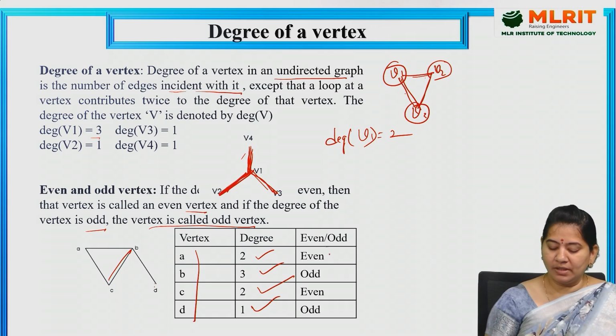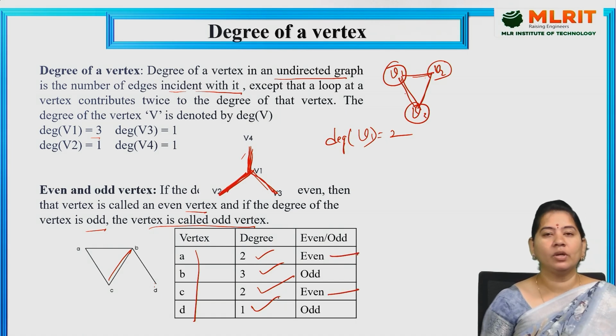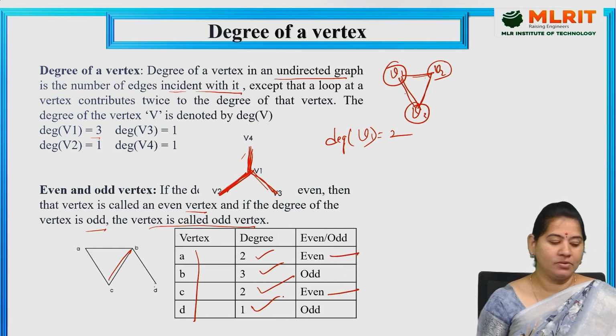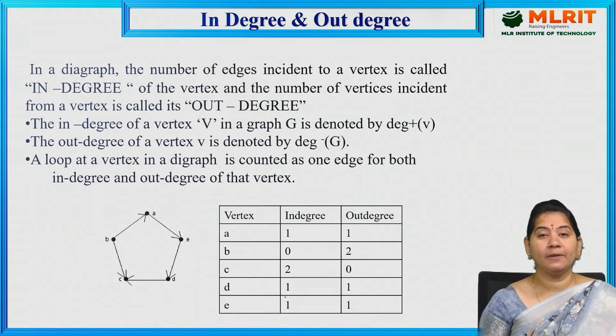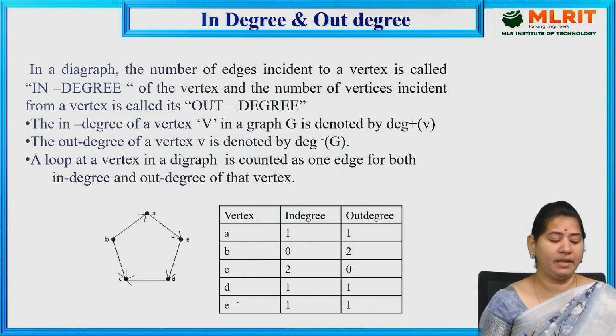Now out of this, the first one and third one are called even degree vertices, and the other two are called odd degree vertices. So this is how you have to find the degree of the vertex. And in this degree, we also have in degree and out degree. How to calculate in degree and out degree?